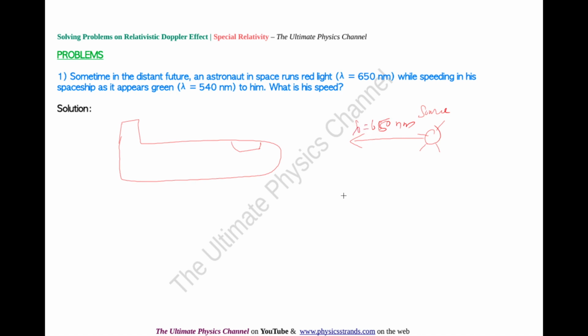Lambda is equal to 650, but the astronaut who is sitting inside, because of the velocity of his spaceship with respect to the signal, thinks that lambda is equal to only 540, and he assumes that that is green, and he runs the red light. Now if this is the case, what would have been his speed? That is the question. So it's a very simple relativistic Doppler effect question. We can directly use lambda expressions for this.